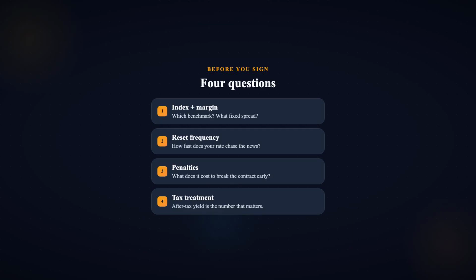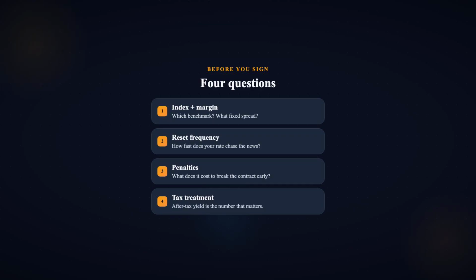Question 3. What are the penalties? If you need cash before the term ends, what does it cost to break the contract? Flex CDs may offer early withdrawal, but that flexibility is priced, usually in a lower yield than a rigid sibling product. Question 4. How is the interest taxed?